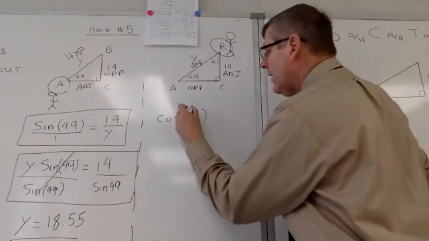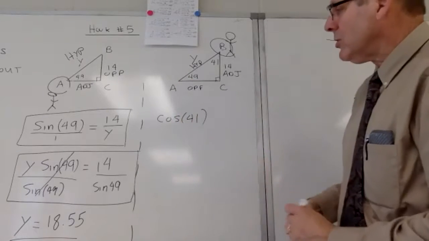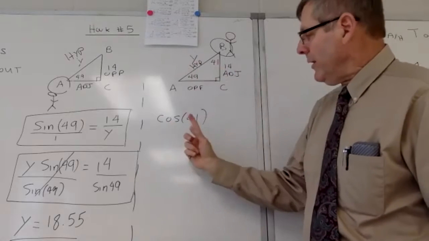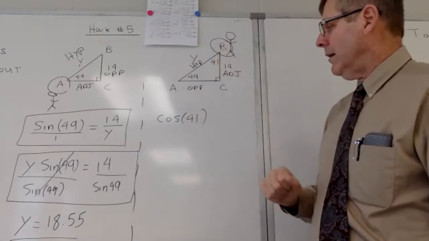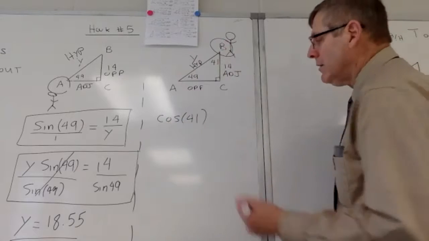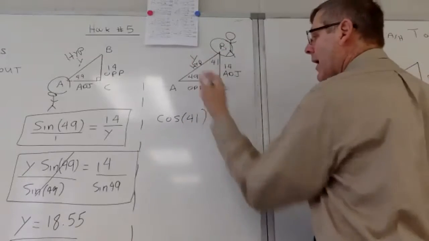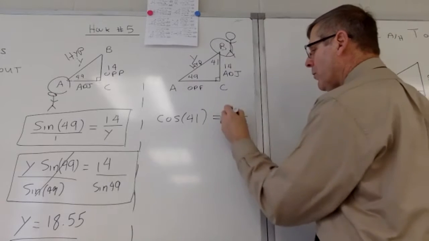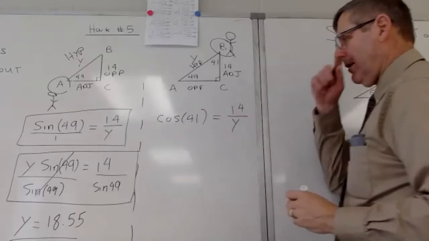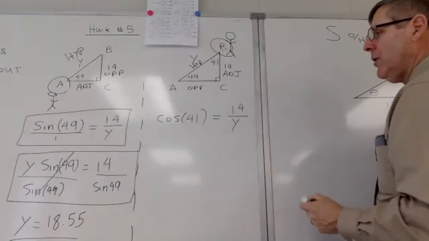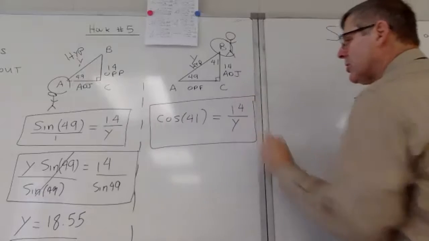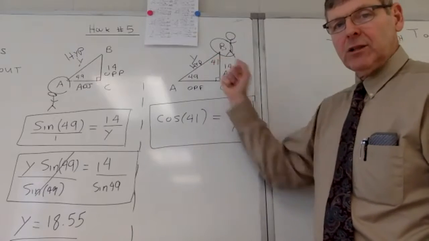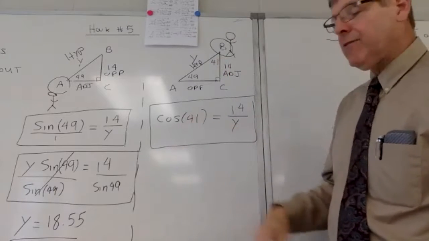So I would say the cosine of 41. Remember, cosine describes the ratio you're interested in, in this case adjacent and hypotenuse, when you're standing here. So the ratio determined by cosine is adjacent over hypotenuse. So what goes on top? 14. The 14, and the y goes on the bottom. Again, this is what's going to give you half the credit for the problem. Make sure you write that down. That tells me that you understand how to set this problem up. Okay, now we have to solve it.